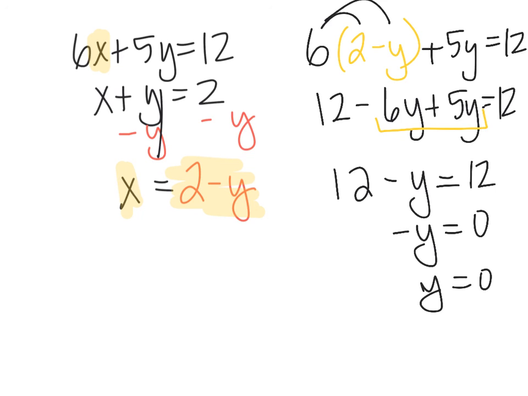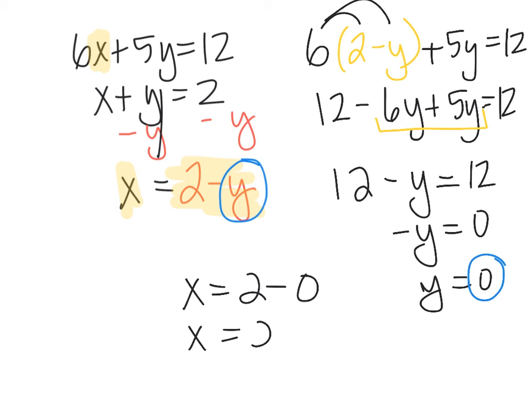Now, the one nice thing about doing it this way is that when I substitute in, it's a lot easier. So I'm going to take this y equals 0, and I'm going to plug it right back here. So that gives me that x is equal to 2 minus 0, or x is equal to 2. So my ordered pair is 2, 0, just like it was the first time.